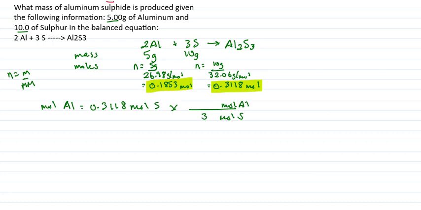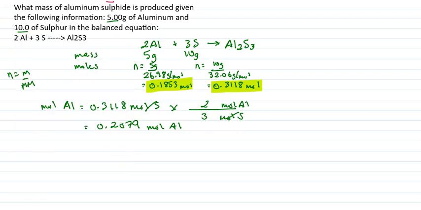Sulfur, there's a 3 in the balanced equation. Aluminum, there's a 2 here. So cancel. That number times 2 over 3 gives us 0.2079 moles of aluminum. And now we can compare.